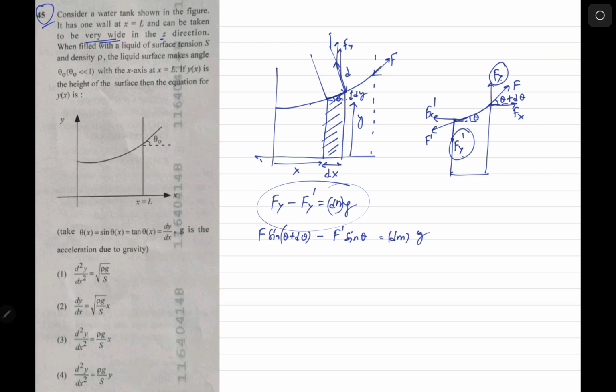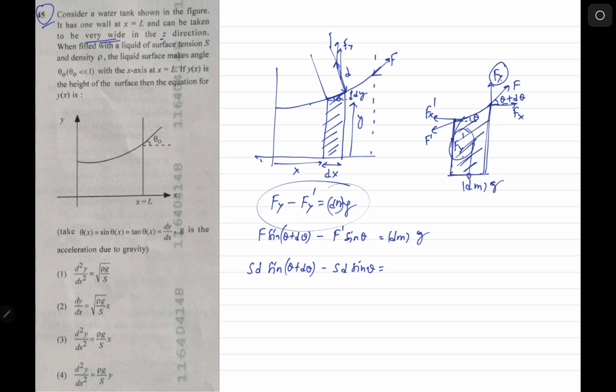And what is the force here? It will be s into d. So s into d sine theta plus d theta, where s is the surface tension, minus s into d sine theta is equal to dm. Dm will be the mass of the element. The element which we took here, the mass of this entire liquid present here, is balanced by dm g.